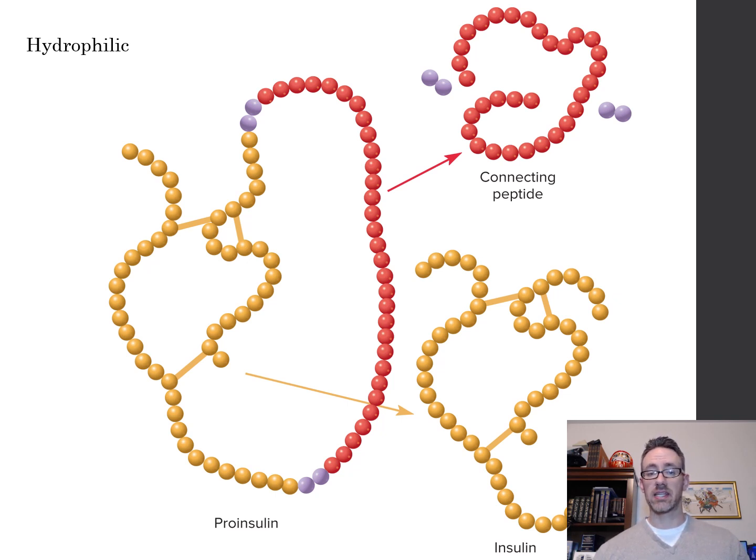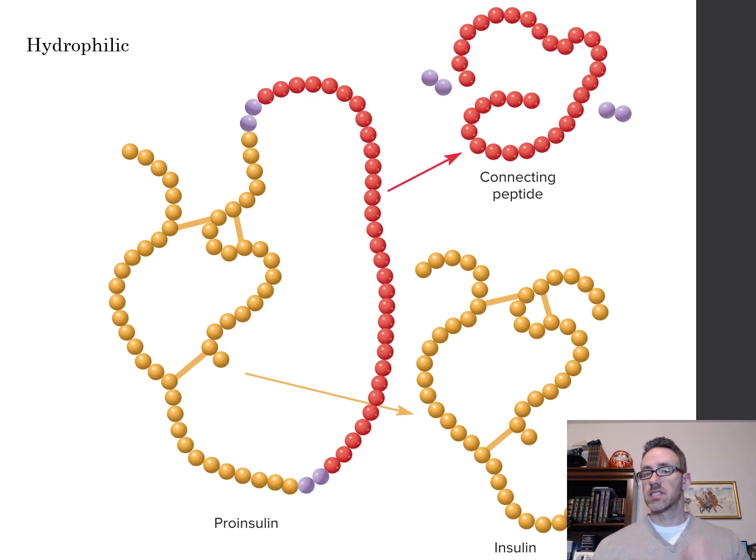And then it's connected via a connecting peptide. This is actually how it's produced inside the cell. Then in the Golgi, it gets disconnected, and so it removes the connecting portion. However, when the cells are stimulated to release insulin, insulin is released in equal amounts to connecting peptide.